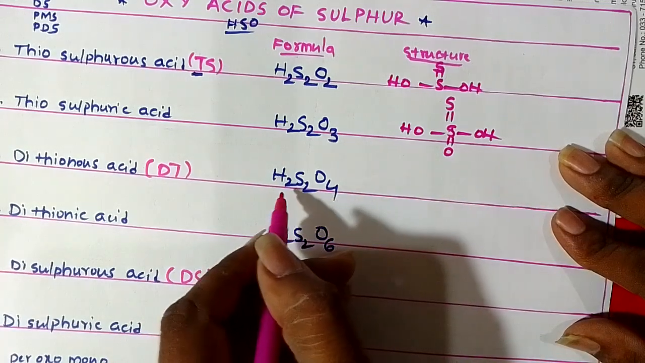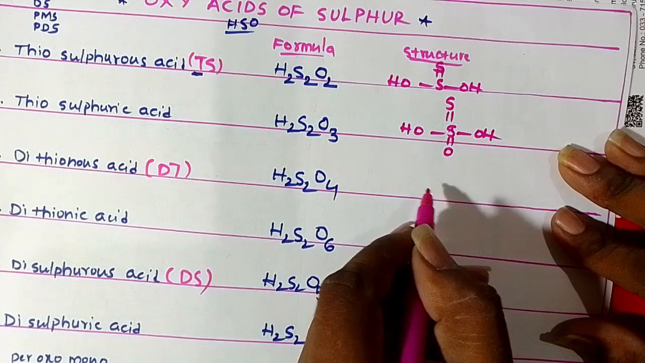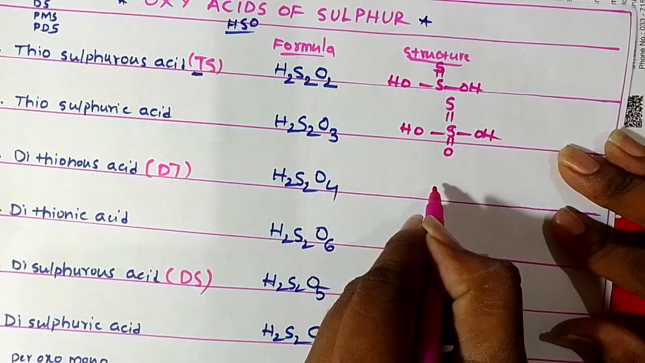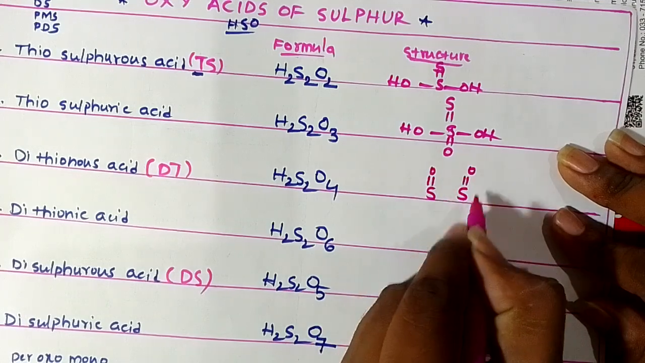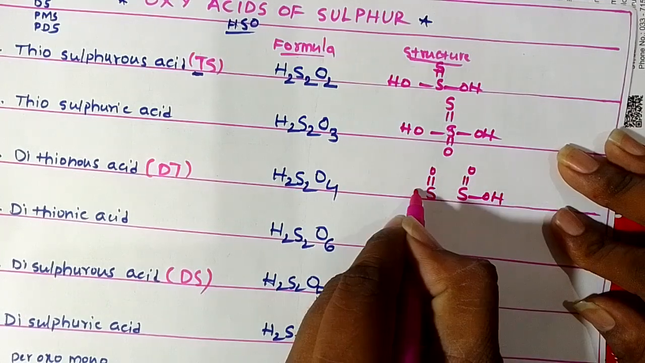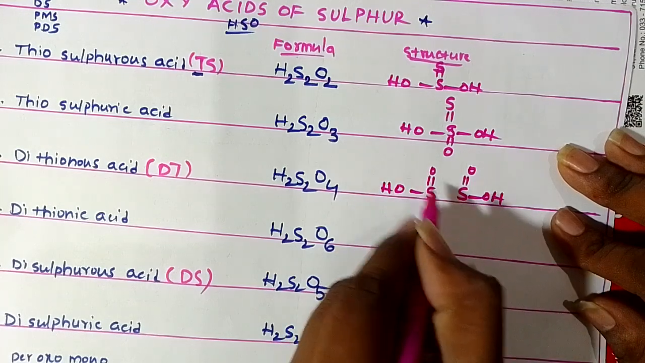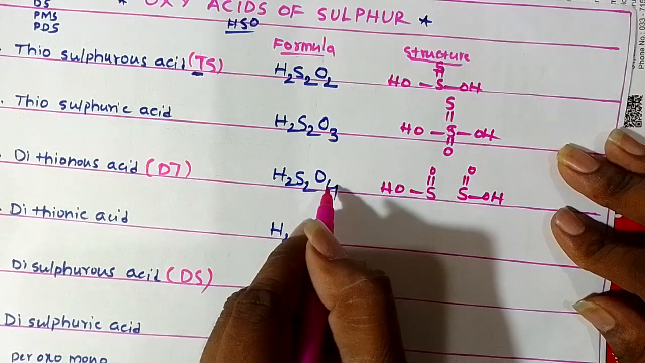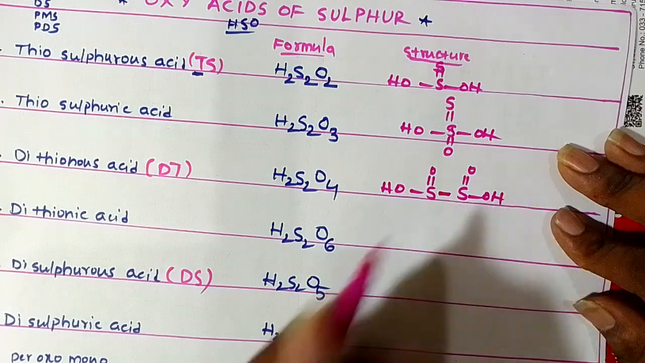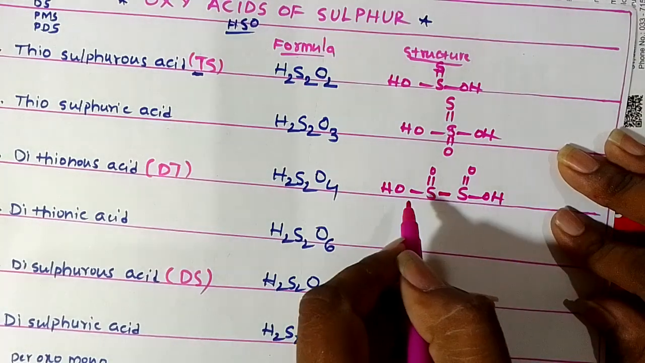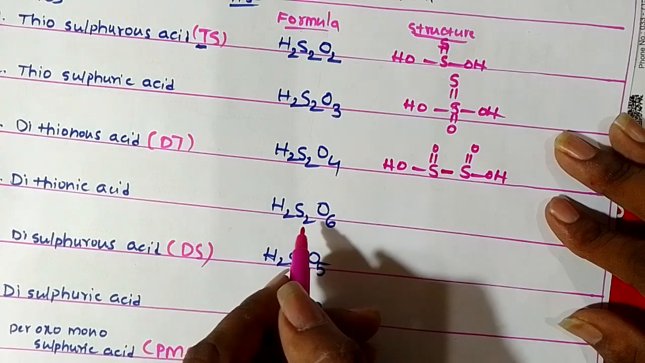Now coming to dithionous acid. The formula is H2S2O4. Every such acid contains two SO groups and two OH groups. Now it contains two hydrogens, two sulfur atoms, four oxygen atoms, and the bond exists between the two sulfur atoms. This is the structure of H2S2O4.